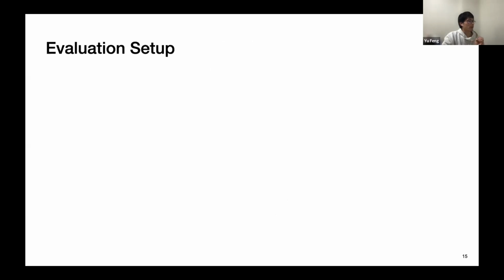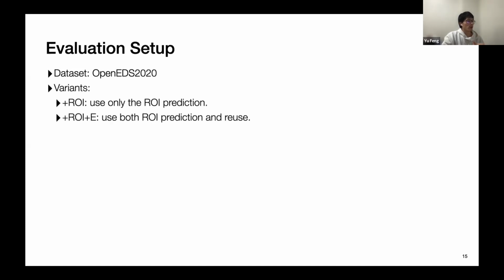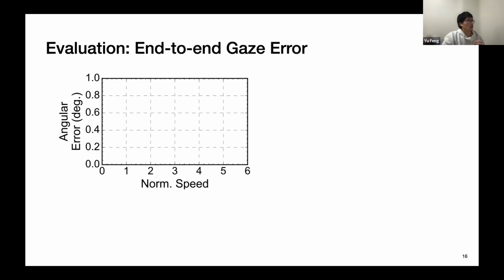In our experiment, we use OpenEDS 2020 for the evaluation. In our evaluation, we have two variants. The first variant only uses ROI prediction with no reuse operation, and the second variant uses both ROI prediction and reuse operation. We have three baselines: DenseNet, DeepVOG, and RITnet. Here are our results.